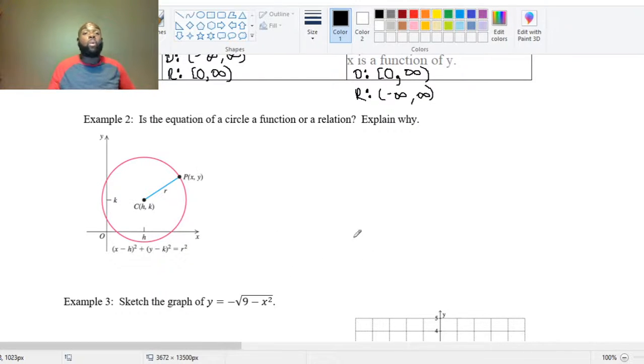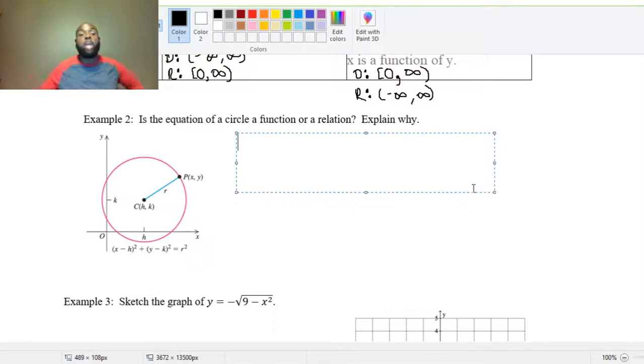Well, we know that it's not a function, because the equation of a circle is this purple or pinkish shaded figure here. This is an example of one. And we can tell that it does not pass the vertical line test. And so we're going to say no because it does not pass the vertical line test.